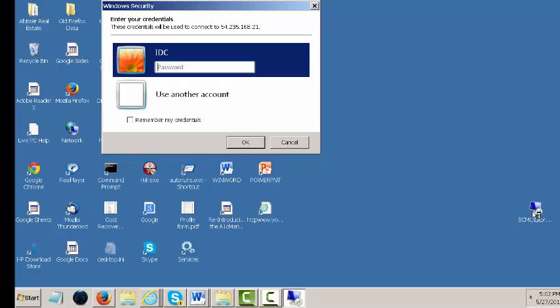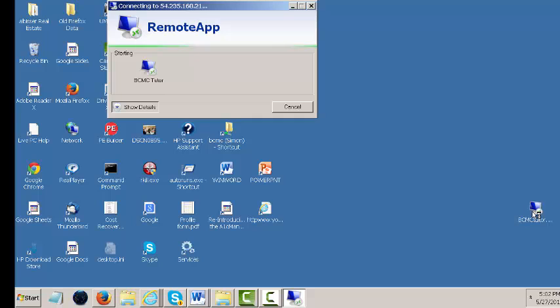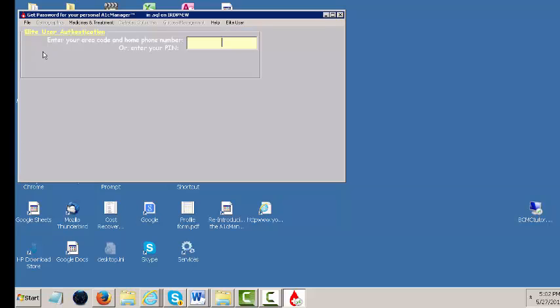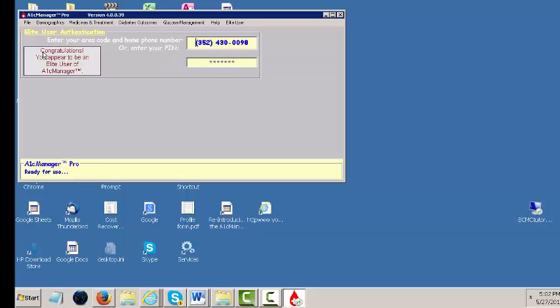Start with the IDC. Put in your password that was given to you and push enter. Wait for the remote app to start. Open up the A1cManager and enter your credentials. I will put in mine. I will push enter and then another password, push enter again.